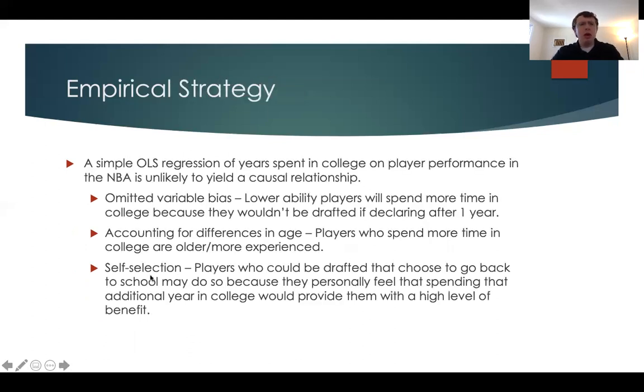So what empirical strategy will I take? As I've started to allude to, a simple OLS regression of years spent in college on NBA performance is unlikely to yield a causal relationship. There are a few reasons though. Certainly there's some omitted variable bias. Lower ability players are going to spend more time in college because they're not going to be drafted if they declare after year one.